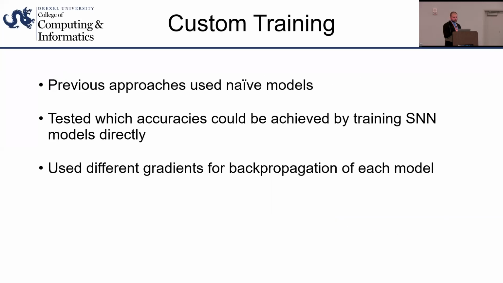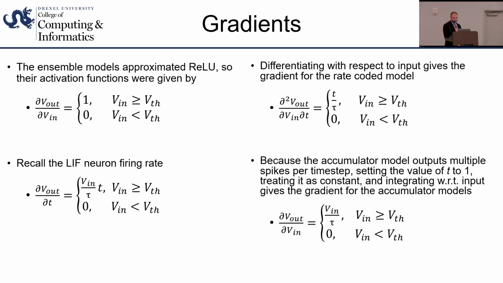So these approaches use naive models, simply transferring the weights from the ANN to the SNN. We wanted to test what accuracies we could achieve with the SNNs by training them directly with stochastic gradient descent. So we had to use different gradients for each of these models in order to do backpropagation. The ensemble models generally approximated the ReLU function and thus had a similar gradient to that of ReLU.